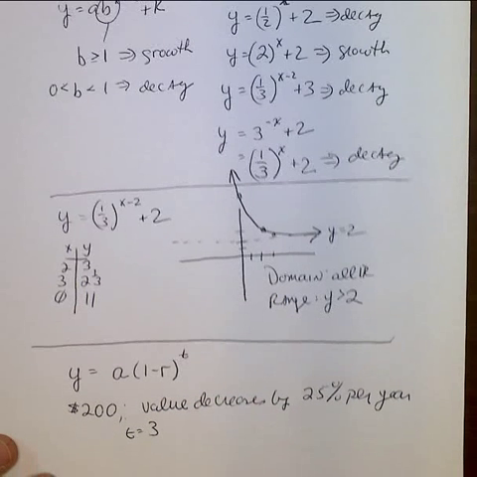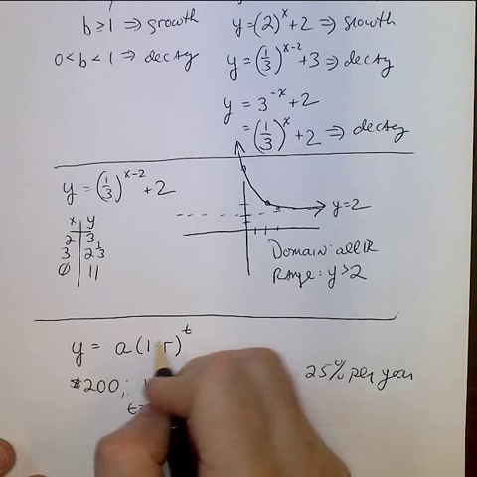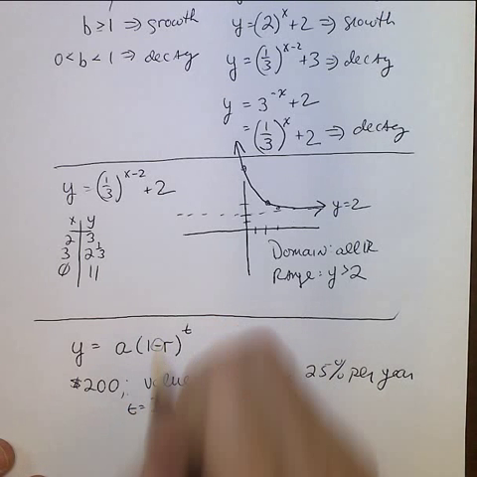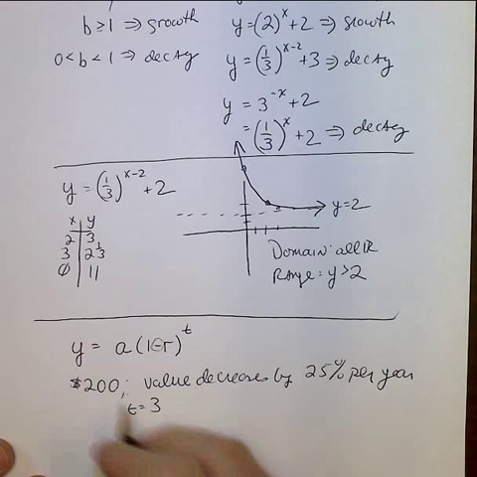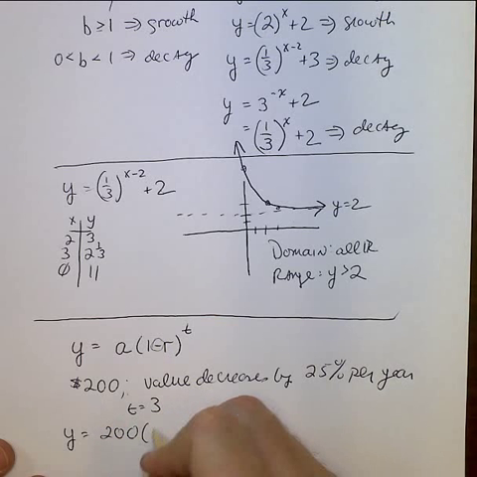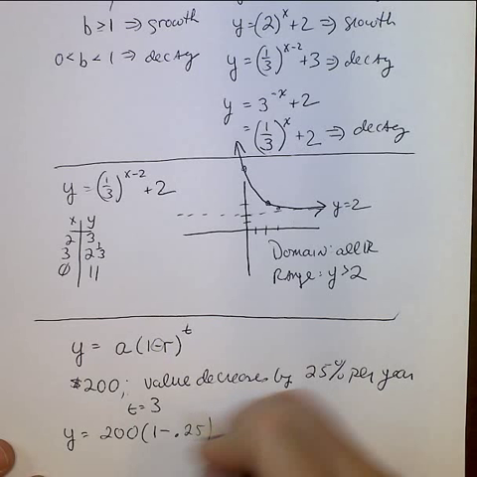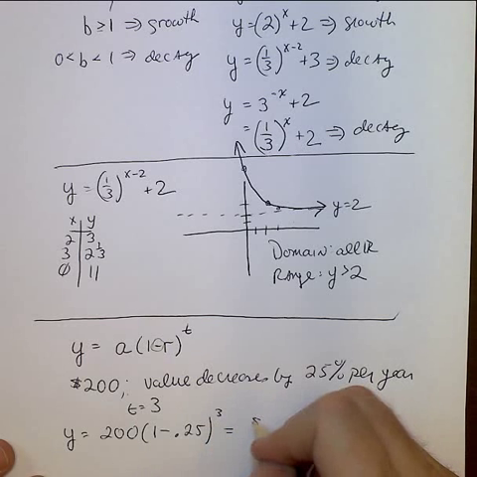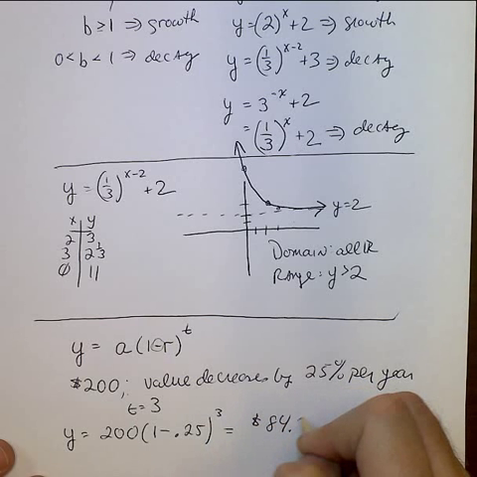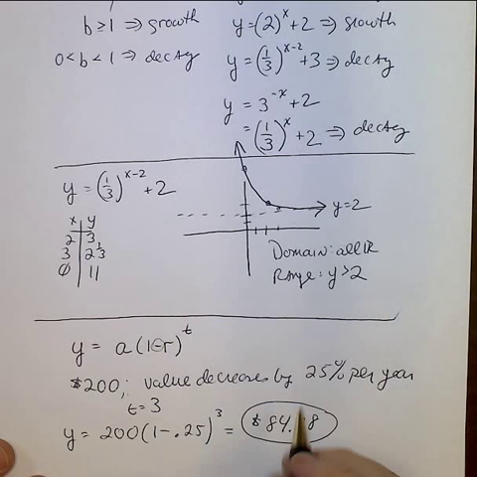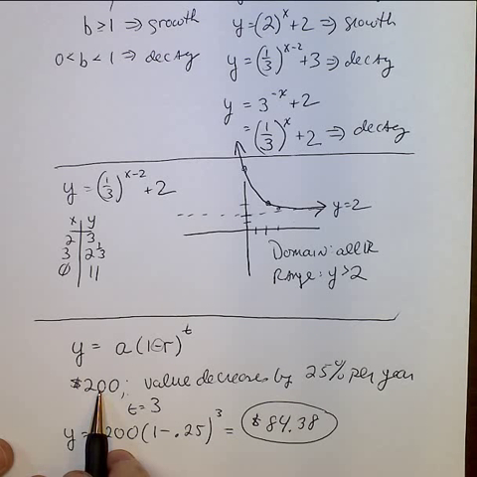Just like with growth, by the way, the difference here is instead of a plus, we have a minus. That's the major difference. So in this case, y equals 200. That's our starting value. We're subtracting 25% a year as a decimal, and we want it for 3 years. When you do that, you get $84.38. So we saw something that we purchased for $200, decrease of 25% a year. For 3 years, it's now worth $84.38.